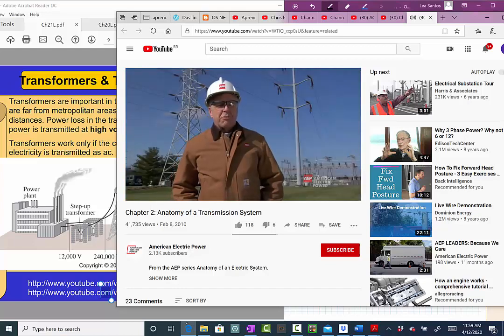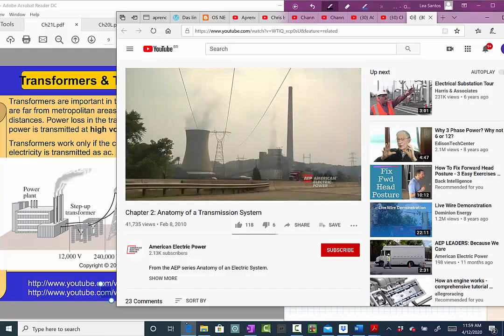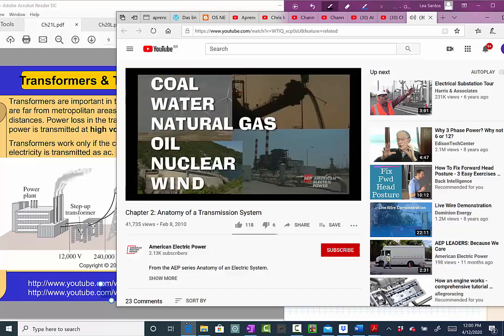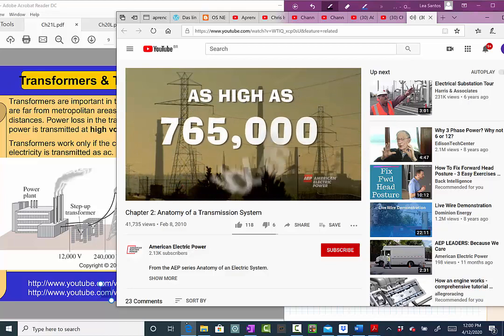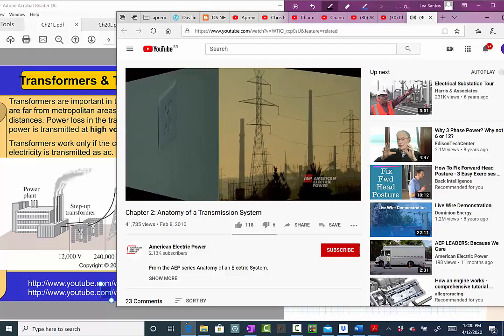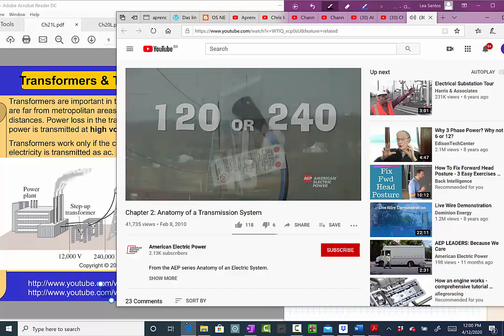Before electricity can arrive at your home to toast your bread, it has to be made first. Electricity is made or generated at power plants. Basic sources used to make electricity can be coal, water, natural gas, oil, nuclear, and wind. When electricity leaves the power plant, it is in its most powerful form, or as high as 765,000 volts. To compare, when it gets to your wall outlet, it is just 120 or 240 volts.